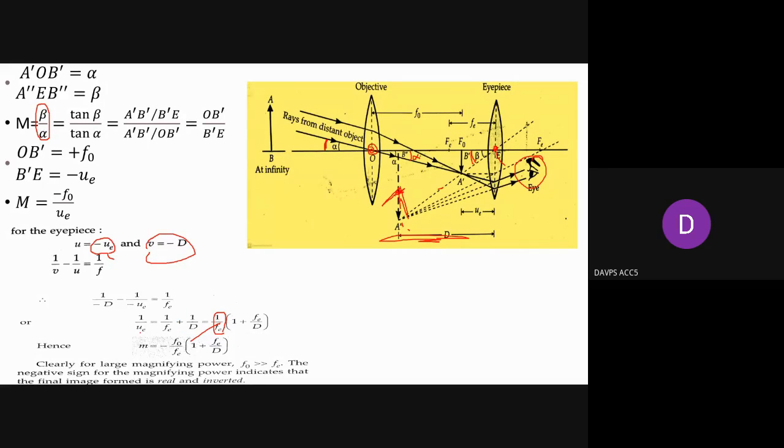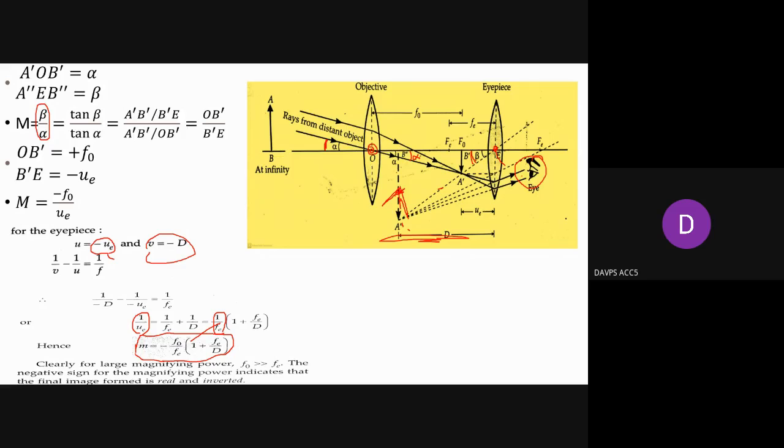In place of 1/ue, we are putting the value here. The minus sign is not mentioned here, but you should not be confused by that either. The minus sign is already mentioned earlier: minus f naught by fe into (1 plus fe/d). f naught by fe, this is the final magnification. This is the final magnification. Do you understand the magnification?